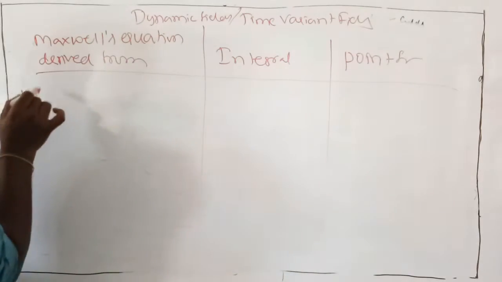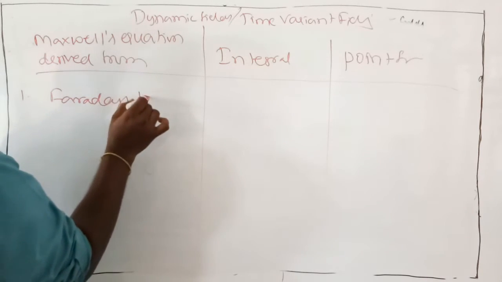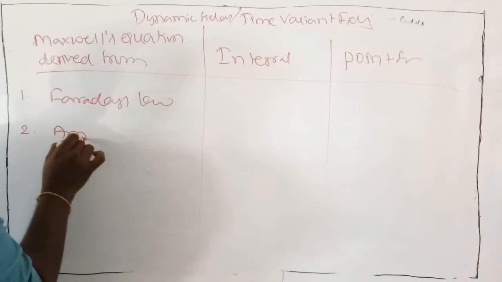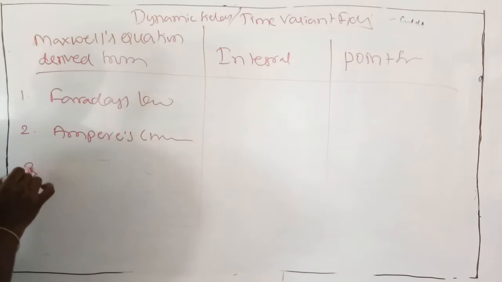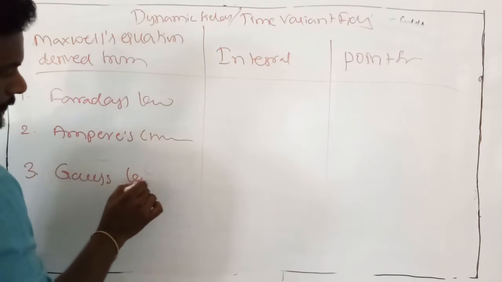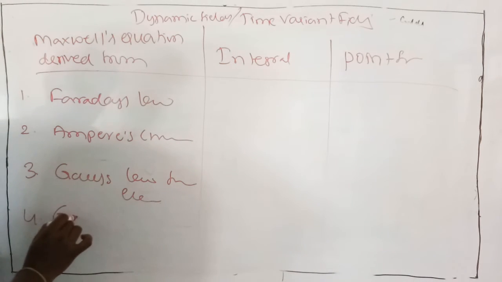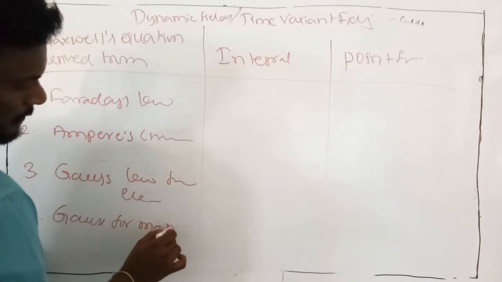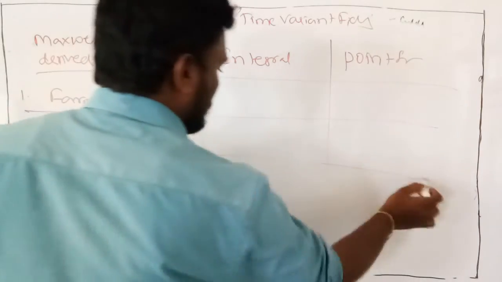Okay, what is the first one? Maxwell's equation derived from Faraday's law, and second one is derived from Ampere's circuital law. Third one is Gauss law for electrostatics, and fourth one is Gauss law for magnetostatics. Okay, you need to fill all this box.